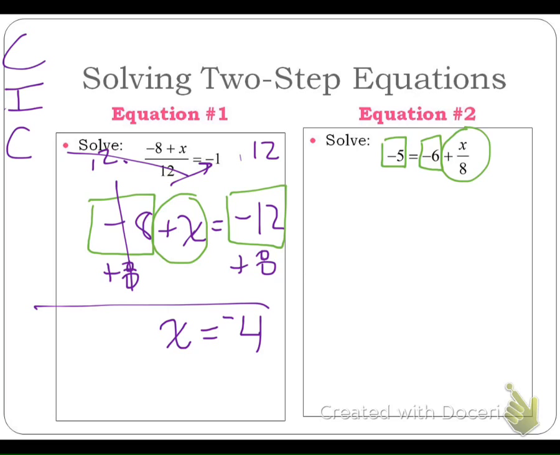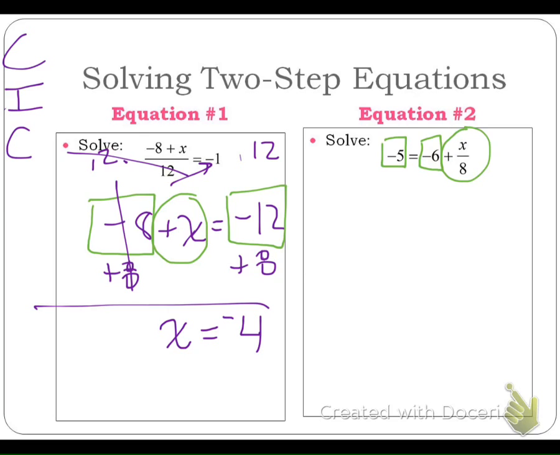Let's apply the same step to equation 2. Do we have any terms that we need to combine? Looks like a -5 and a -6 are like terms, so we need to combine them. Now what am I going to do? Am I going to have to add 5 to both sides or add 6 to both sides?